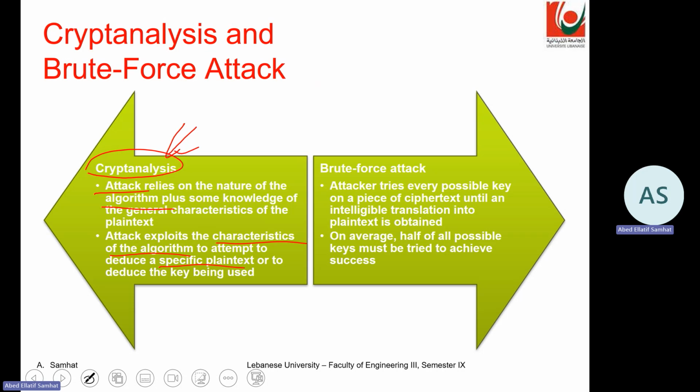And we have another type of attack, which is the brute force attack. So the brute force attack is a kind of attack that tries every possible key on a ciphertext in order to find the plain text. So here they consider that if we can try every possible key, it's possible that we need to check half of all possible keys, on average, in order to recover it. So this is what we call brute force attack.